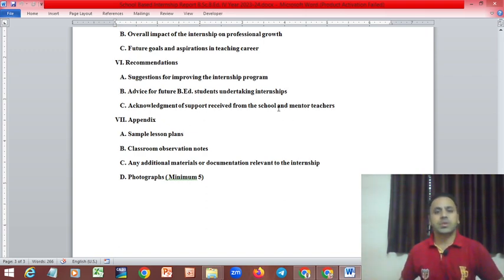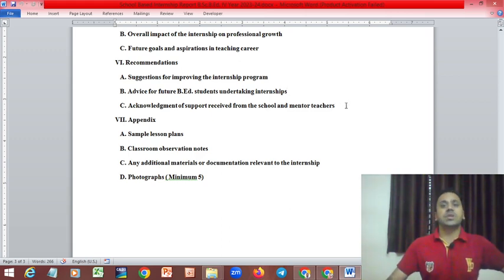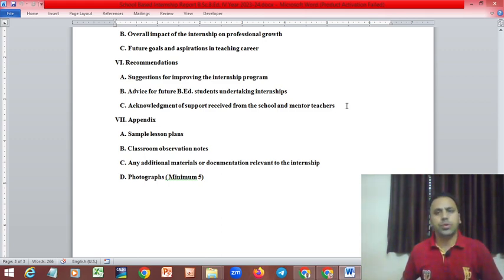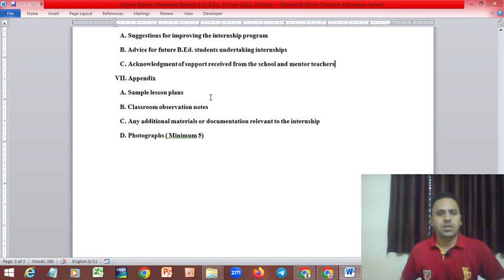Okay, acknowledgement of support received from the school and mentor teacher. For example, if you got some appreciation certificate, or some medal from the school, you can mention those certificates and medals with a photograph. Okay, a photograph is necessary.